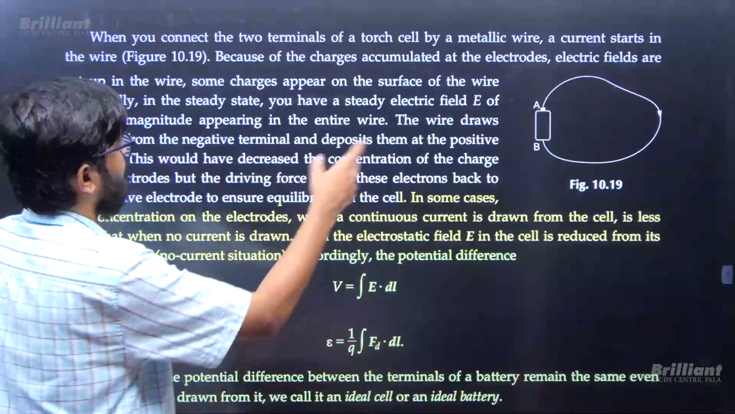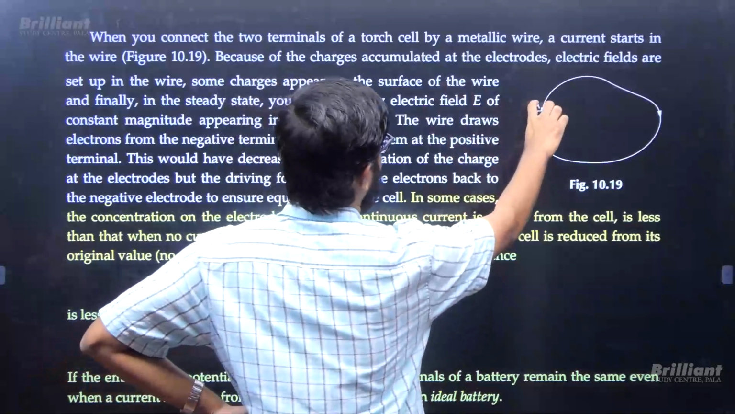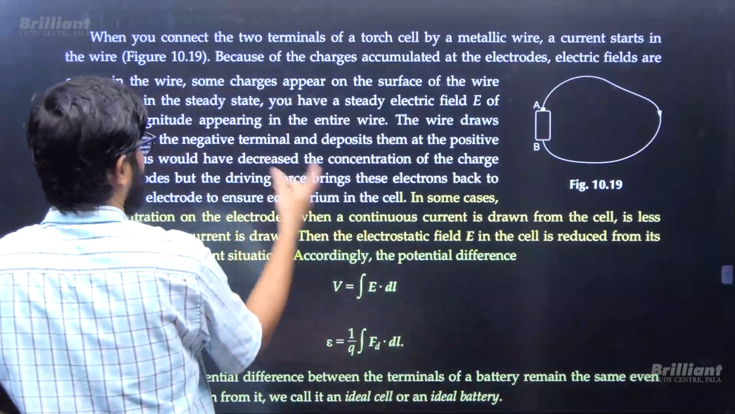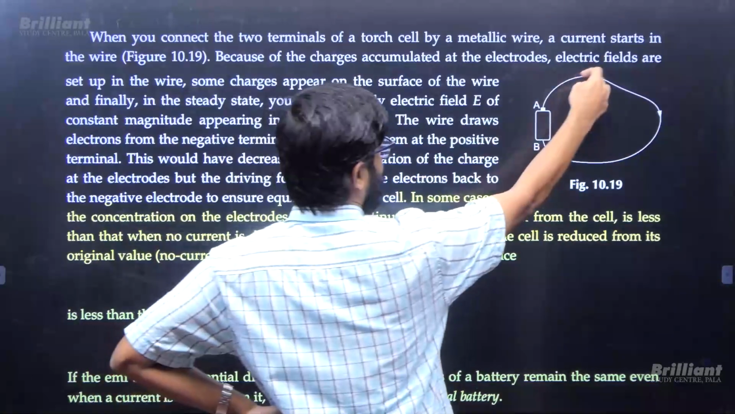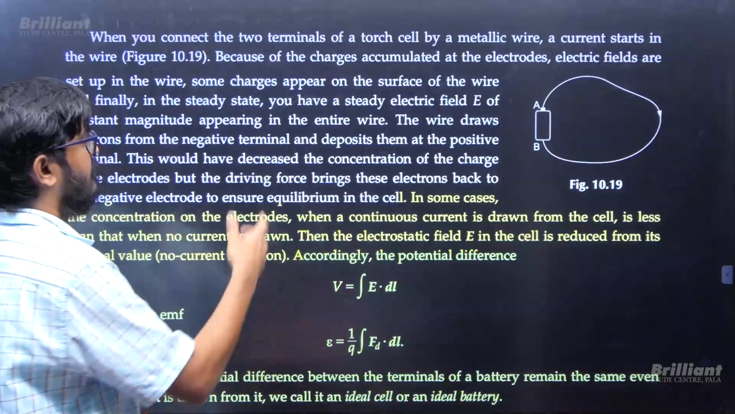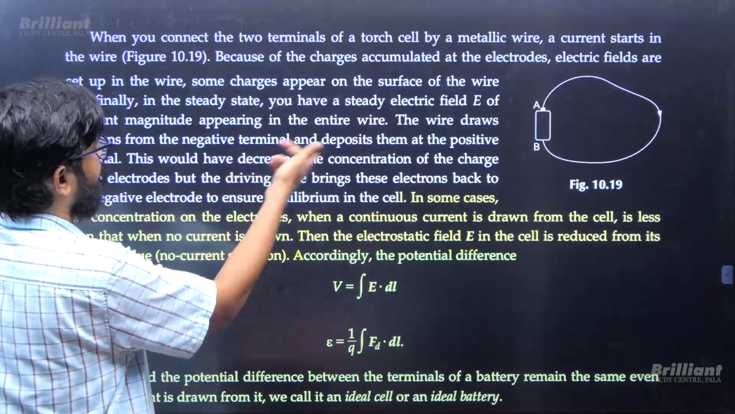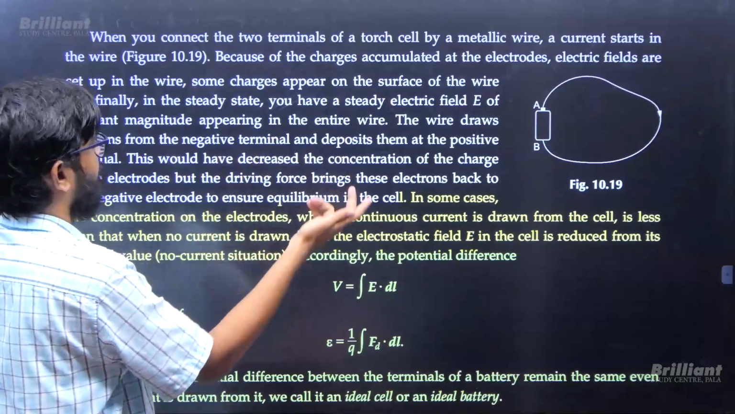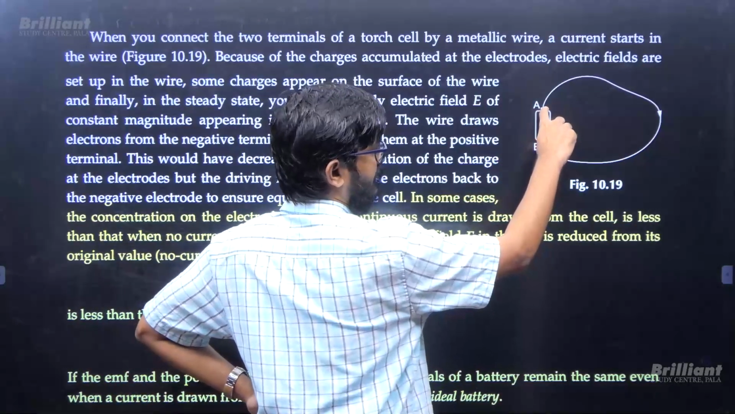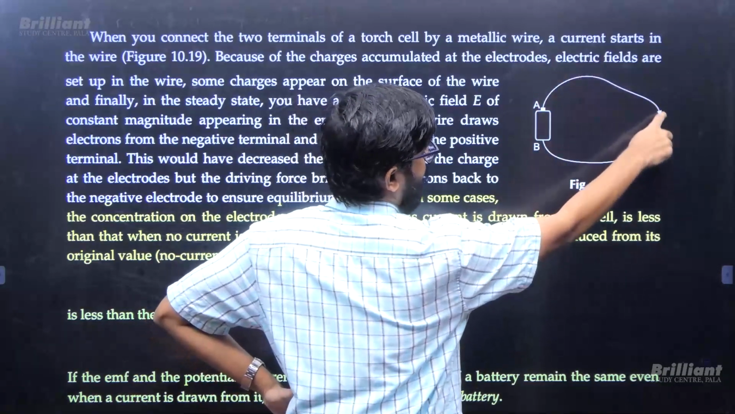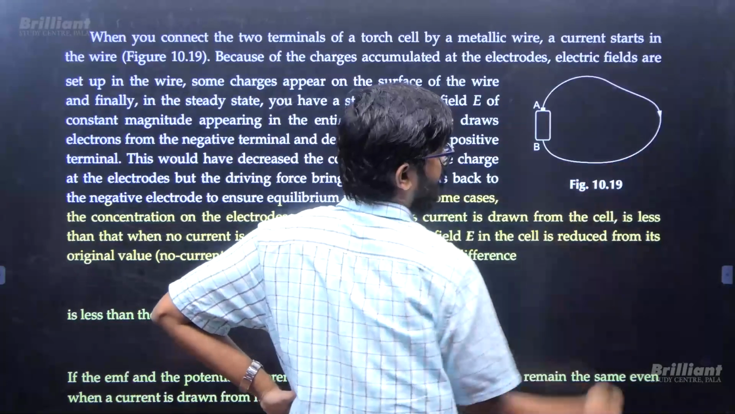When you connect two terminals of a torch cell by a metallic wire, a current starts in the wire because of the charges accumulated at the electrodes. Electric fields are set up in the wire because of these charges, and some charges will appear also on the surface of the wire, which we will see later, but which we don't bother much about. Finally, a steady state will be achieved, and you have a steady electric field E of constant magnitude appearing in the entire wire.